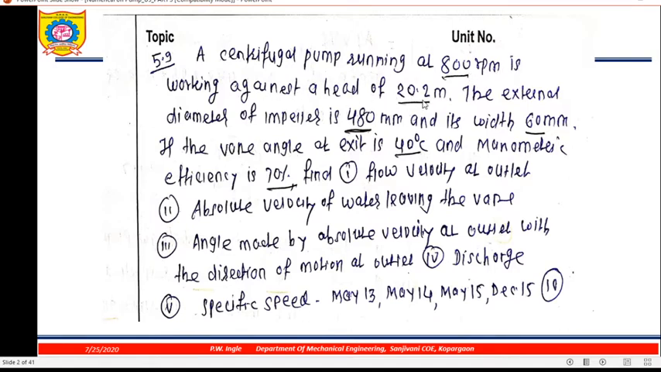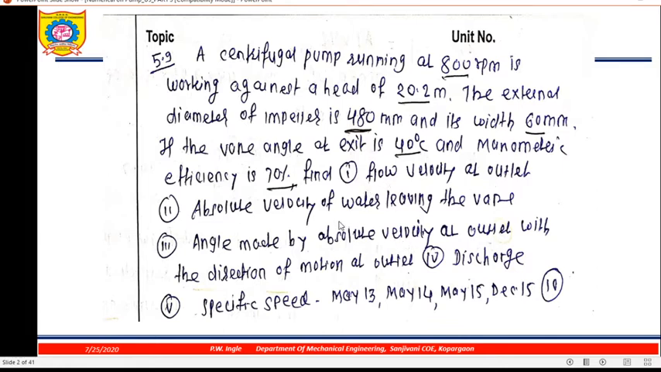20.2 meters. So H manometric is 20.2 meter. The external diameter of the impeller is 480 mm and its width is 60 mm. If the vane angle at exit is 40 degree, not degree Celsius, it is 40 degree. So 40 degree means it is the phi angle, and the manometric efficiency is 70%. Calculate the flow velocity at outlet.